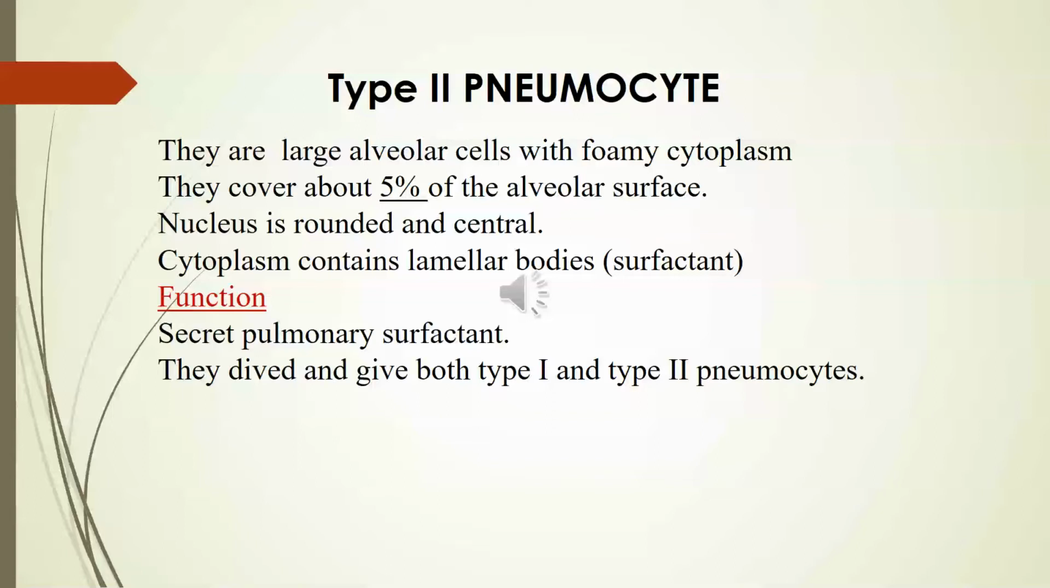So the function of pneumocyte type 2 is to secrete pulmonary surfactant, and we will discuss the function of surfactant in detail in the next slide. Also, pneumocyte type 2 can divide and give both type 1 and type 2 pneumocytes, so it can give rise to its own type, and it acts as a precursor or stem cell for the type 1 pneumocyte in case of damage.